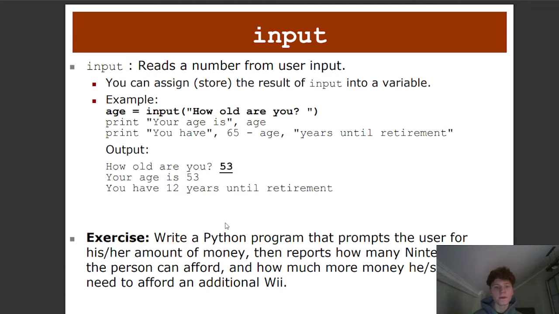Exercise: write a Python program that prompts the user for his/her amount of money. Then reports how many Nintendo Wii's the person can afford and how much more money he/she will need to afford an additional Wii.